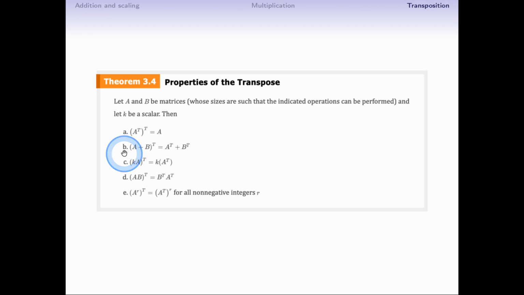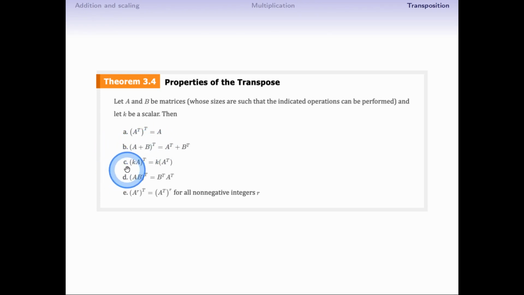Law B says something interesting. It says if I take a pair of matrices, add them together and then take the transpose, that is equivalent to first taking the transposes and then adding the matrices together. So you could think of it as transpose distributing over matrix addition. That's one way of thinking about this. It's a kind of visual cue. I can distribute the transpose over the matrix addition.